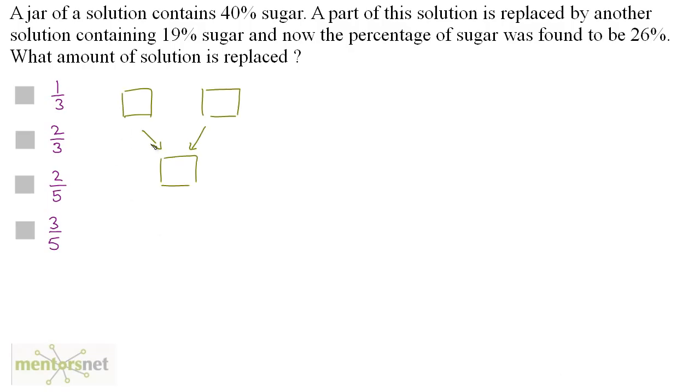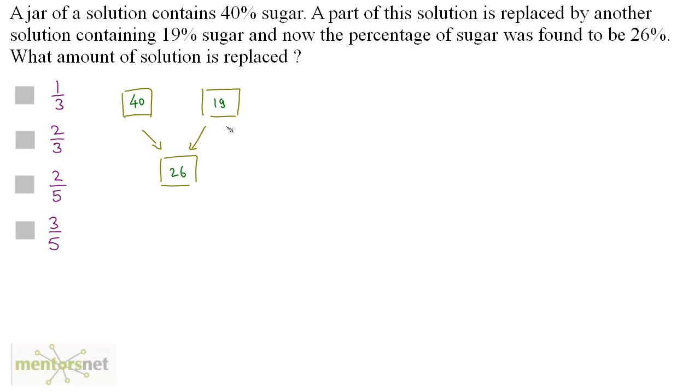So the situation is like this. You have a jar of solution that contains 40% sugar, and you are replacing some solution in this jar which contains 40% sugar by some solution which contains 19% sugar. So in fact what you are doing is mixing these two solutions. One is 40% sugar and another is 19% sugar. And when you mix these two solutions, you get another solution that contains 26% sugar, right? Now the question is, how much amount of solution is replaced from the solution which contains 40% sugar?